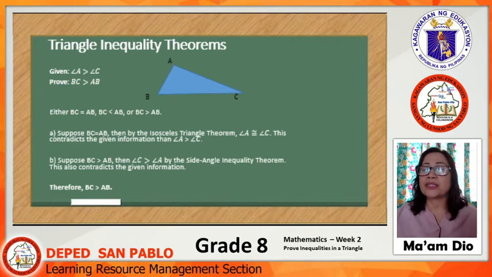Now, let's go to our second assumption. Suppose that BC is greater than AB. Then, angle C is greater than angle A by the side angle inequality theorem. This also contradicts the given information. Therefore, we can say now that BC is greater than AB.